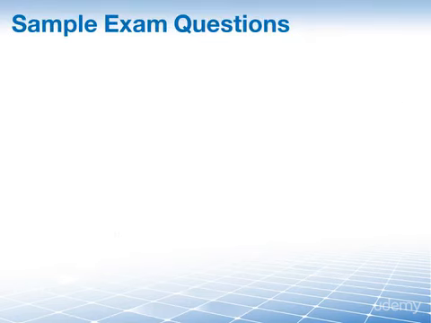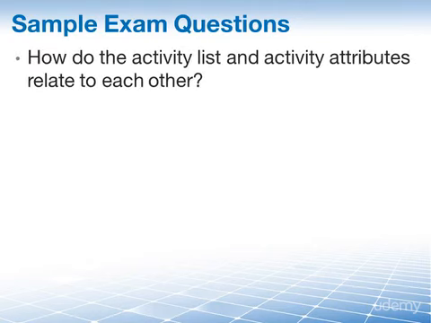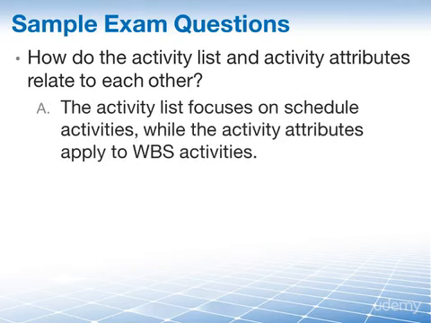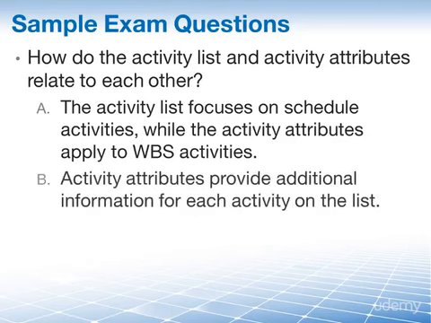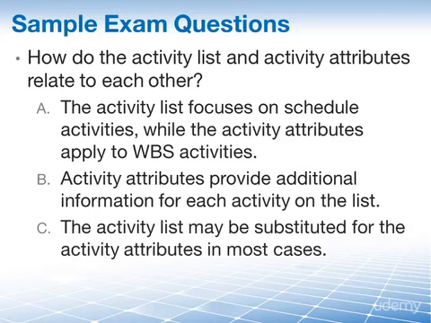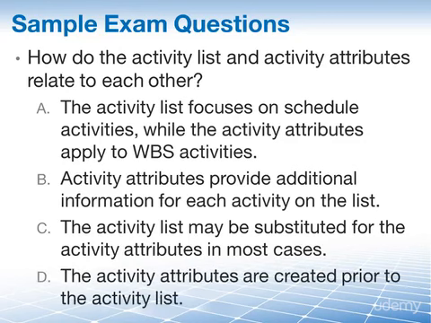I have 2 more slides for you before I let you go. First, a sample exam question and then a tip. So here's a sample exam question you might find in books or online. How do the activity list and the activity attributes relate to each other? Is it A, the activity list focuses on schedule activities while the activity attributes apply to WBS activities? Is it B, activity attributes provide additional information for each activity on the list? Is it C, the activity list may be substituted for the activity attributes in most cases? Or D, the activity attributes are created prior to the activity list? Which one is it?